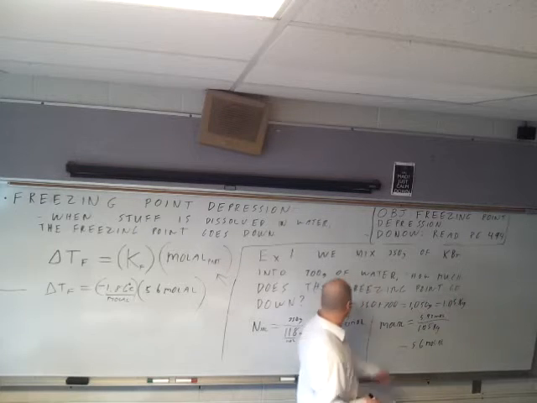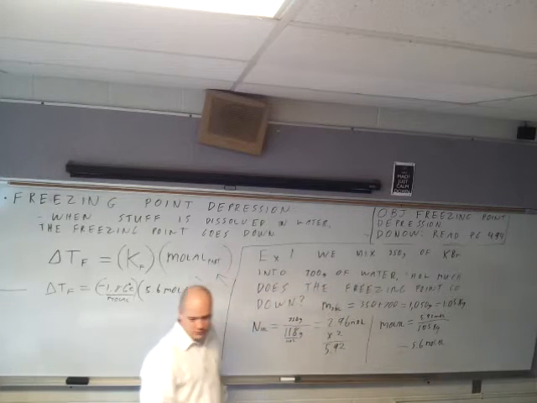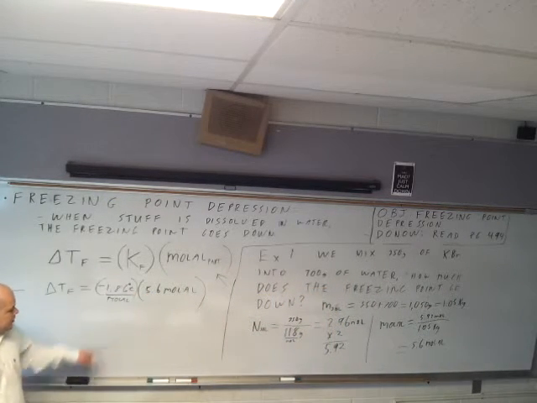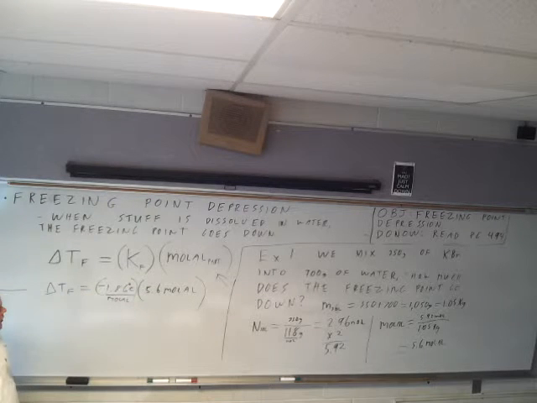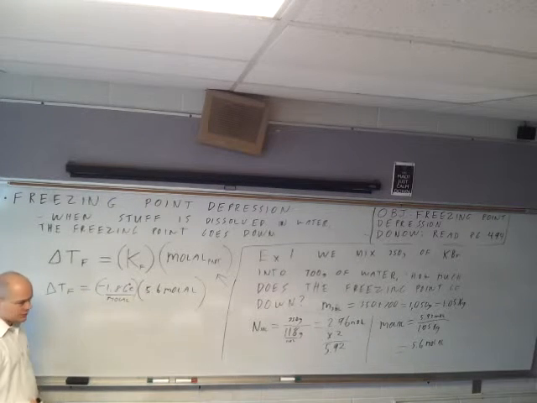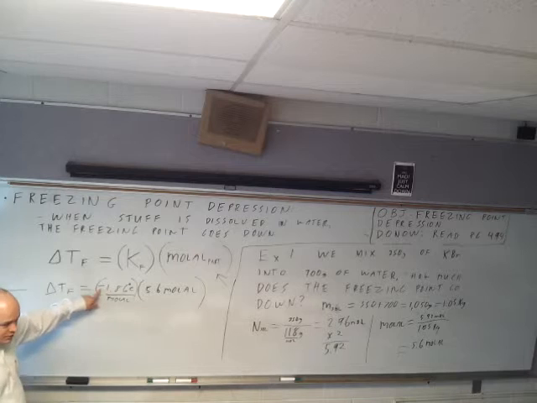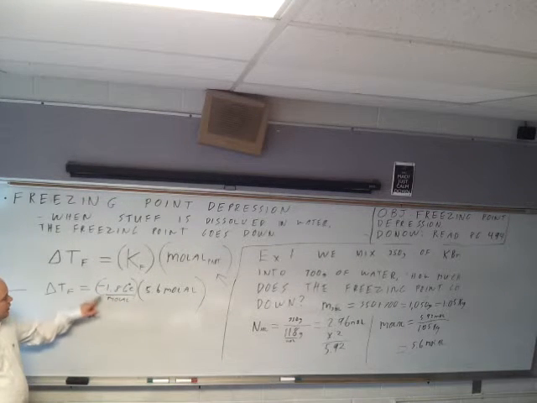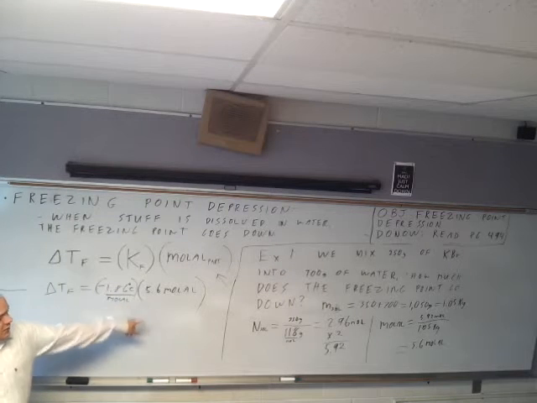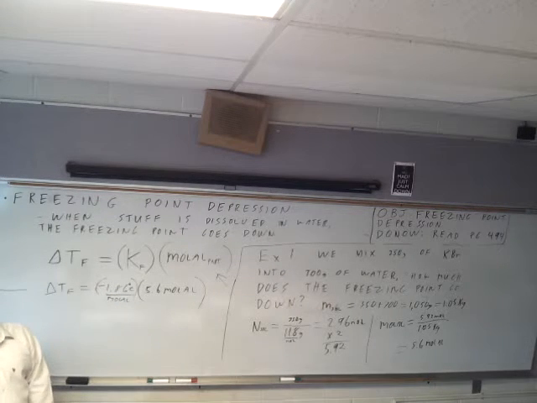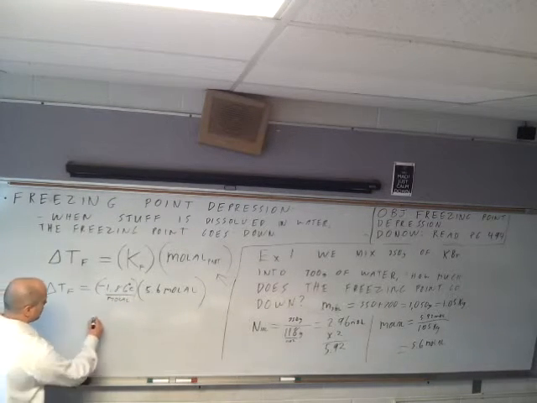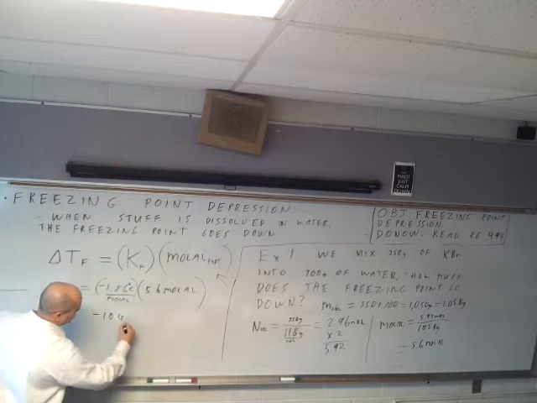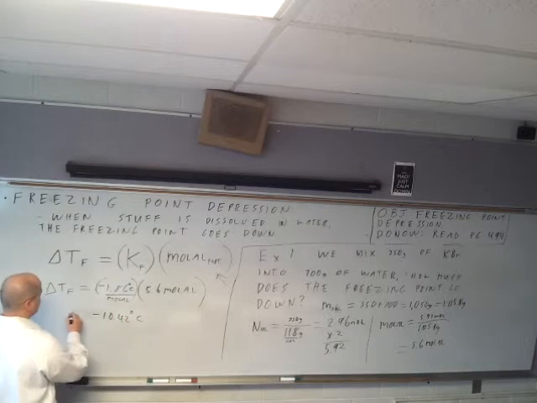This is the same thing except a different constant. This is the only thing that's different right here. K is different. Did I say negative? Negative, because the freezing point goes down. Boiling point goes up, freezing point goes down. All right, so 1.86 times 5.6, what do we get? Negative 10.42 degrees Celsius.